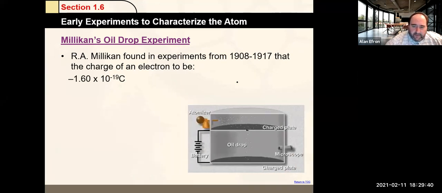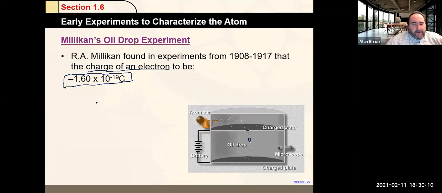Here's a much better picture than what I drew of his setup. Again, he would shoot the oil in. He's got that electrical field set up, and a little spot where the oil droplets would come down. And again, he was able to adjust it in such a way that it just hung there. And he was able to come up with the charge of an electron, which is minus 1.6 times 10 to the minus 19.